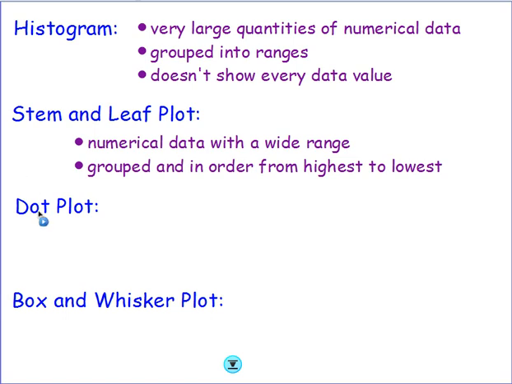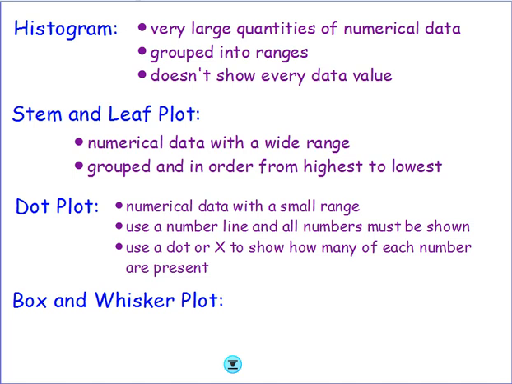A dot plot. These are used also with numerical data. However, these are with a very small range. The reason I say this is when you make a dot plot, you're using a number line, and every number has to be listed on the number line. If your lowest number is 5 and your highest number is 15, you have to put on that number line 5, 6, 7, 8, 9, 10, 11, 12, 13, 14, and 15. You have to use every number in between. And once you make that number line with those numbers along the bottom, you use either a dot or an X to go up to show how many of each item there is.